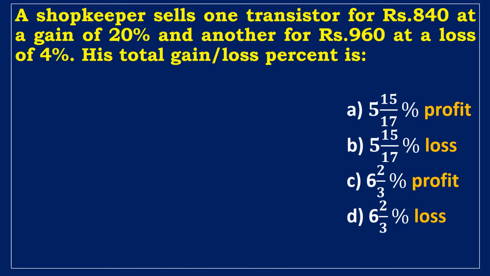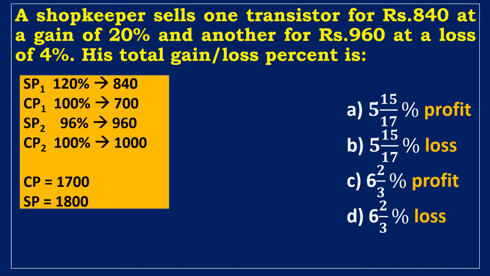Second example. A shopkeeper sells one transistor for rupees 840 at a gain of 20% and another for rupees 960 at a loss of 4%. His total gain or loss percent is? Let's assume the cost price of the transistor is 100%. The first transistor was sold by the shopkeeper for a 20% profit. As a result, the selling price is 120%, or 840 rupees. Then we must compute the cost price for 100%. The cost price of a single transistor at 100% is 700 rupees.